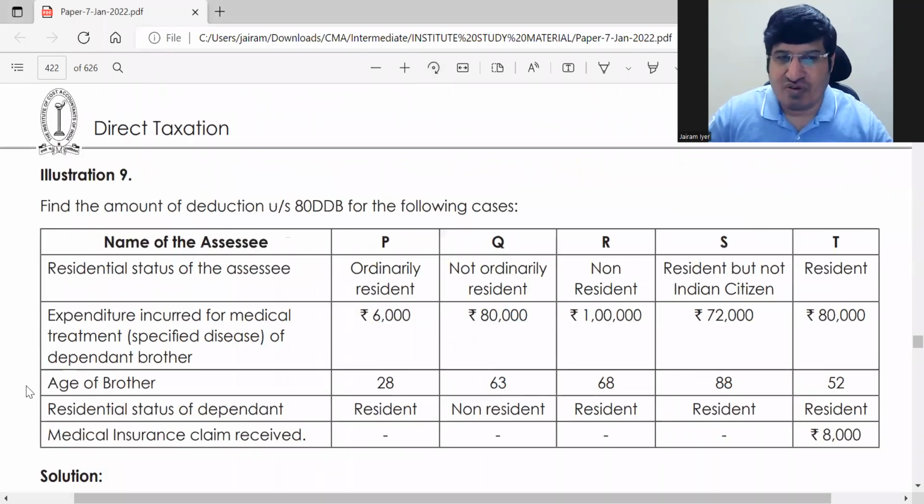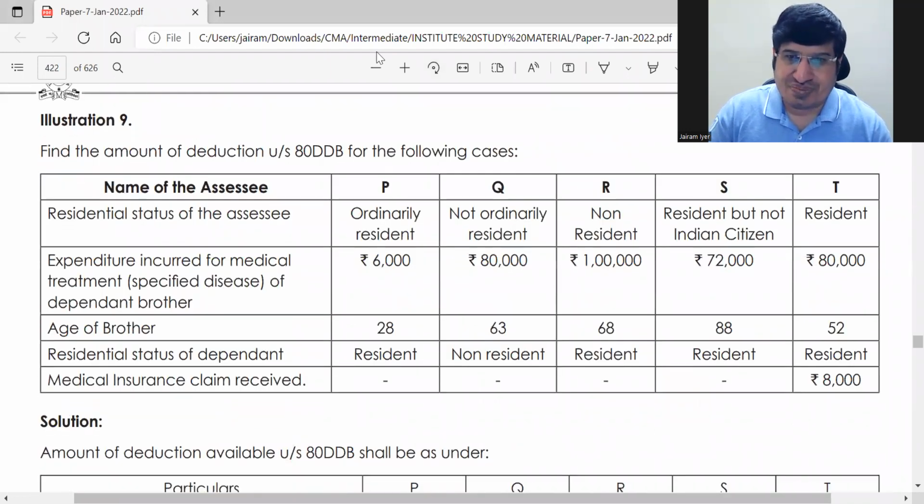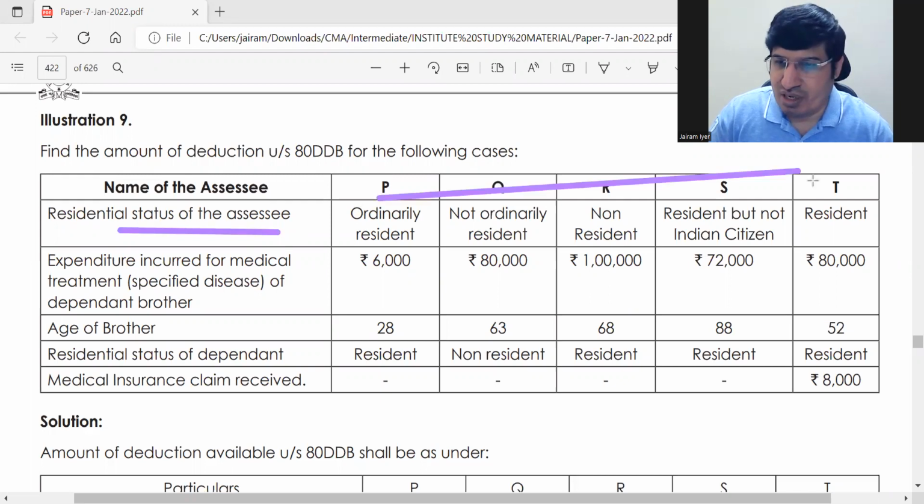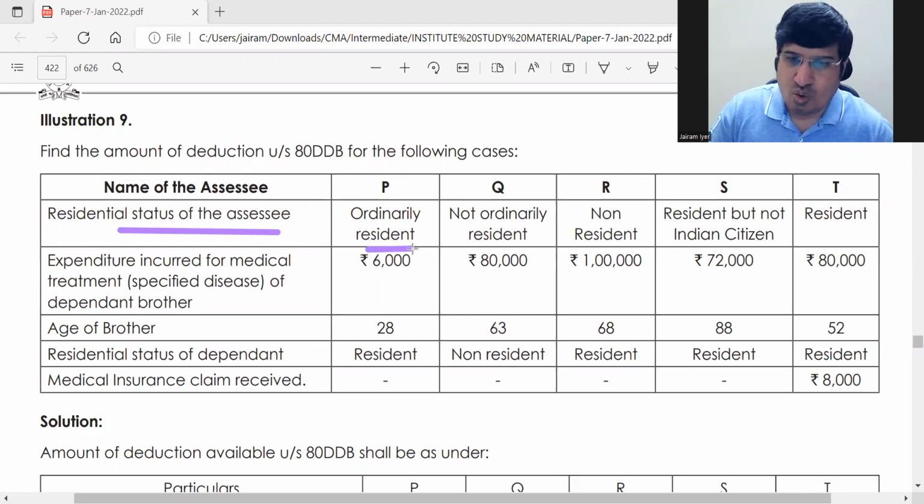So we'll do one example for this and you will understand it. Okay, so here we know that resident is required. We need resident. These are 5 people. And this is OR, NOR, both are fine, I told you, right? And this is non-resident. Okay, third one will leave. This is resident but not Indian citizen. That's okay. This is resident, right? So, and resident. Okay. So for R, R is non-resident.